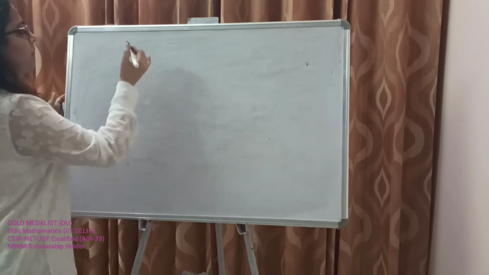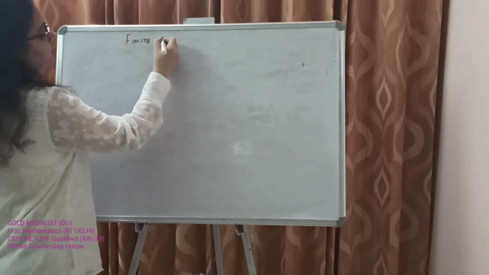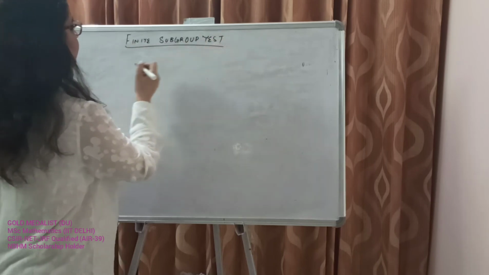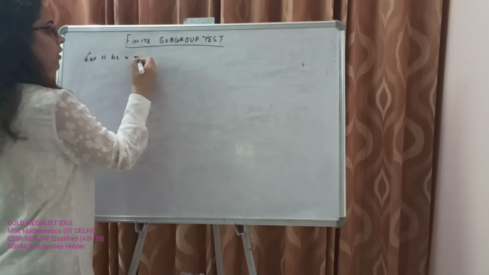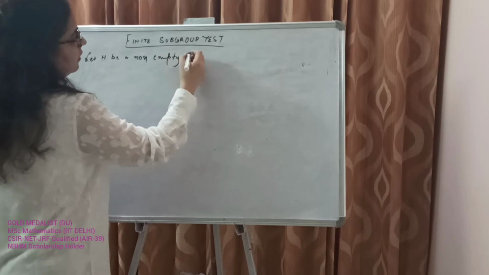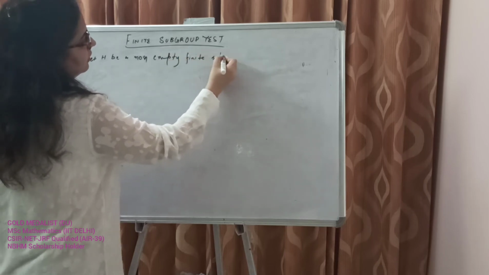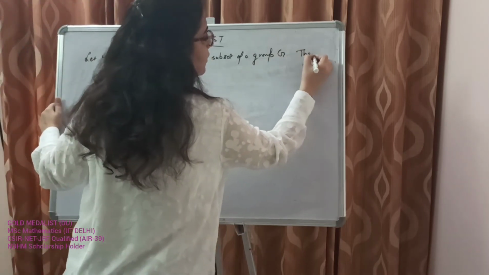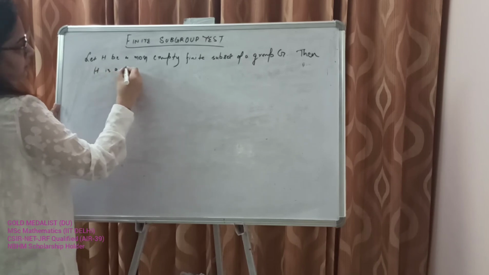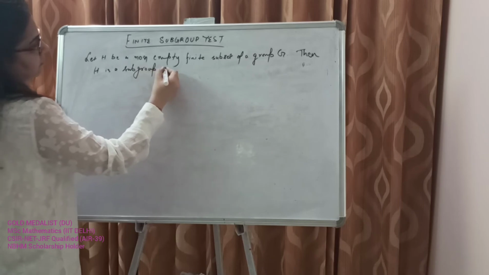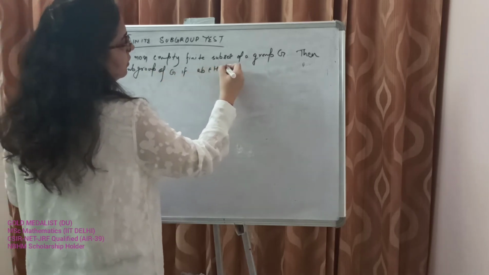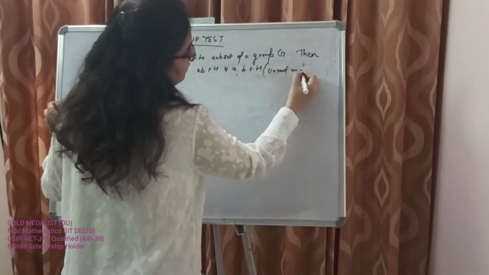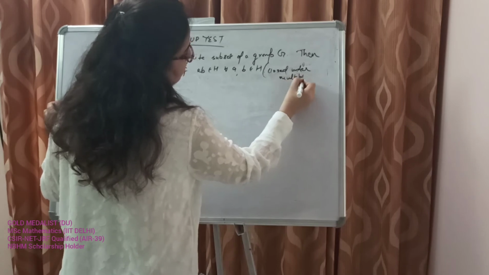Next we have the finite subgroup test. Let H be a non-empty finite subset of G, then H is a subgroup of G if AB belongs to H for every A and B which belong to H. So basically, closed under multiplication.